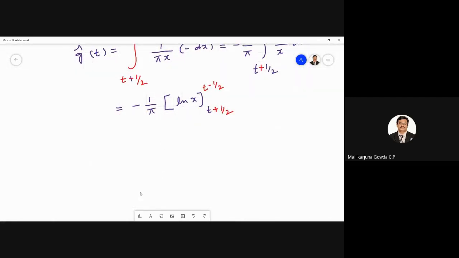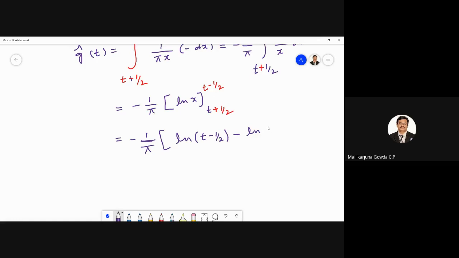Yes, at least this you people should be able to tell, na? Substituting limits, that also I need not wait. Yes, what we can write? Minus 1 by pi, then ln of t minus 1 by 2 by t plus 1 by 2. Upper limit minus lower limit, right?